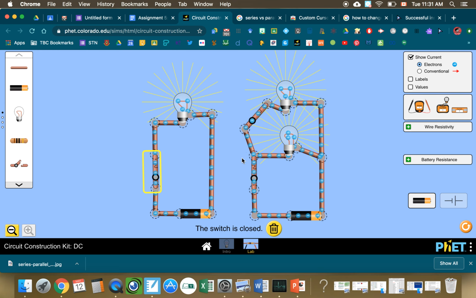At this juncture here, the electron has two options. It could travel straight up and go through the upper light bulb, or it can go right and travel through the light bulb in the middle. Okay, so there's more than one way that the electrons can get from point A, which is the negative end of the battery, to the positive end of the battery. And this is what makes it a parallel circuit. You have to look for all the different options, or different paths, the electrons can take to make it from point A to point B.